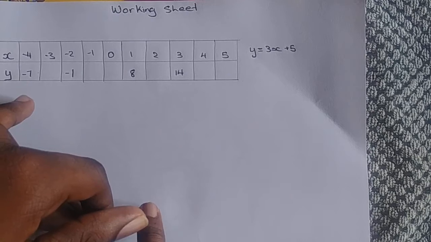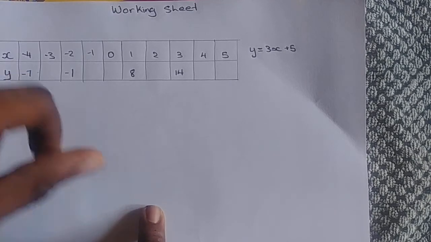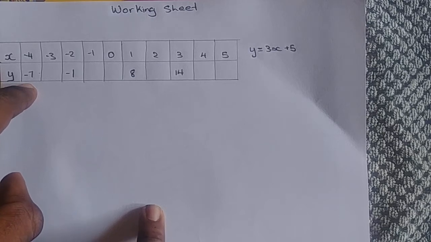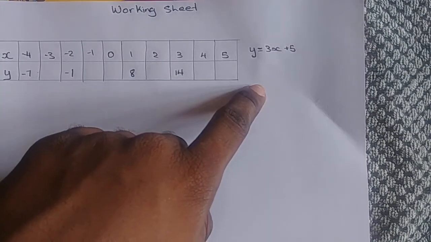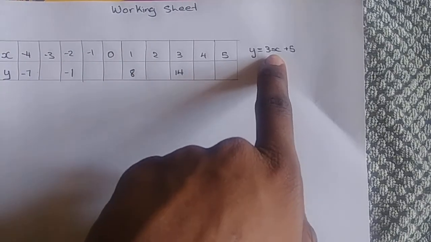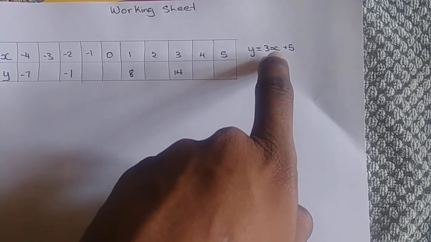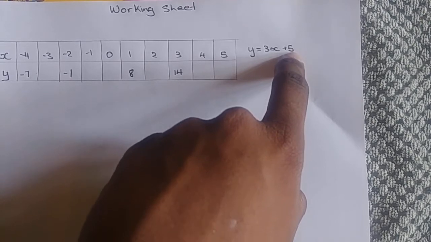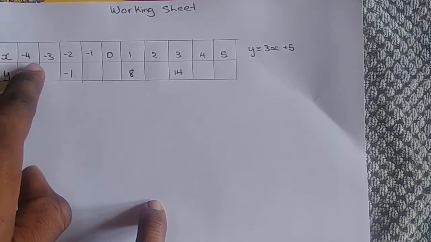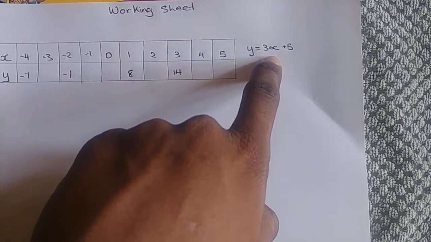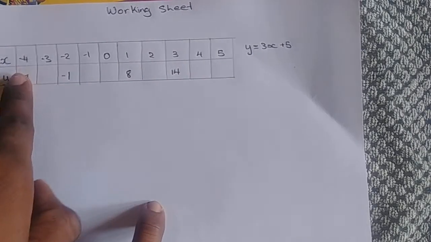Okay, so you don't have to do this, but first let us verify that -4 pairs with -7. Right, so let's use our function. We're saying that whatever x is, the y value is 3 times x, 3 times that value plus 5, right? So once x is -4, the y value has to be 3 times -4 plus 5. Let's see if that'll give us -7.